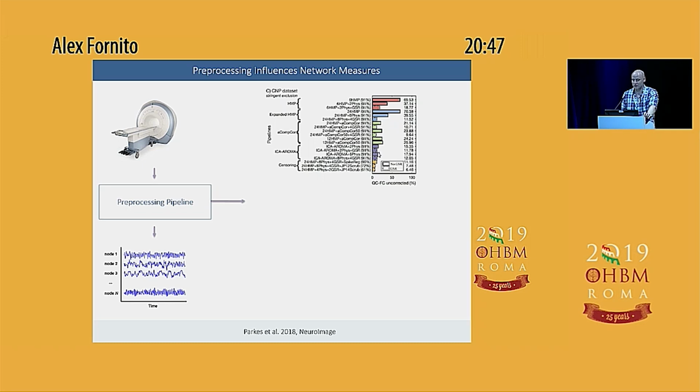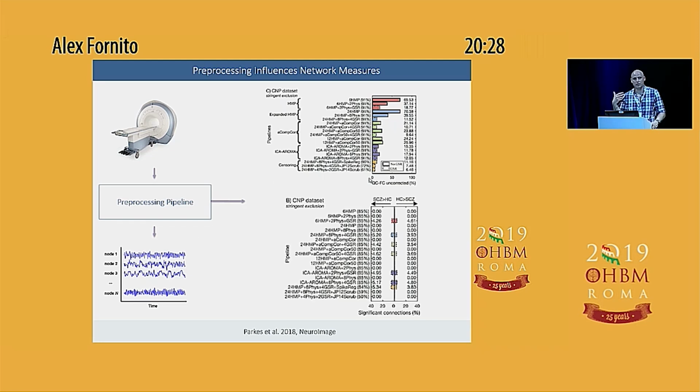That also does a good job. Now, I'm not going to advocate one way or another for global signal regression. For those that are interested, we've got a symposium about that on Tuesday, talking about new ways of thinking about the problem. But I just want to point out that the pre-processing steps that you apply will affect your final network measures. And it's not trivial, right?